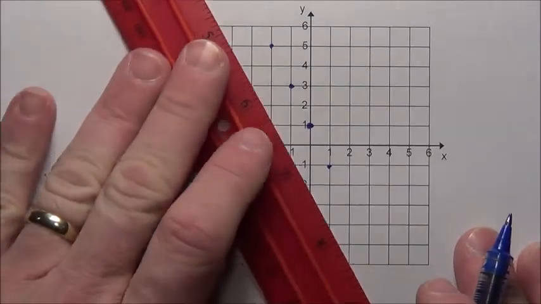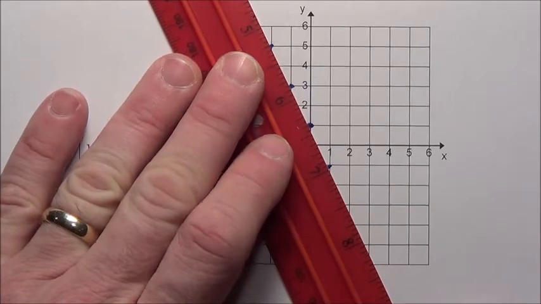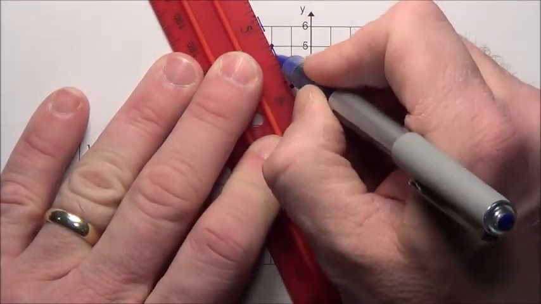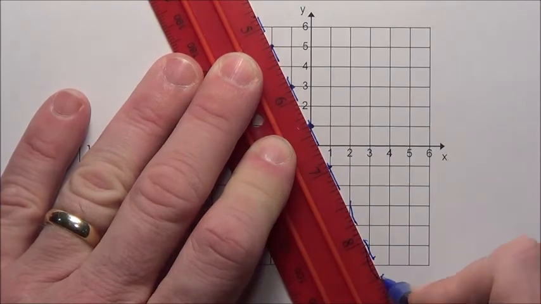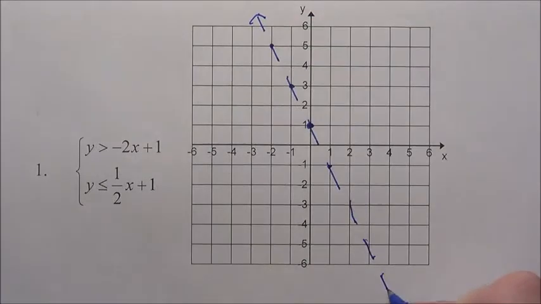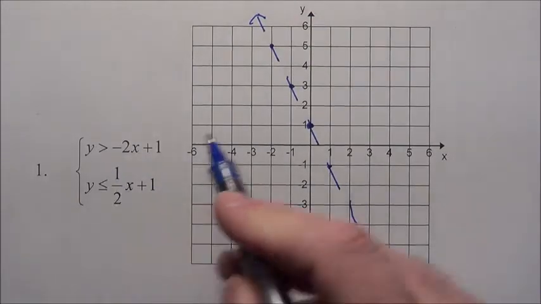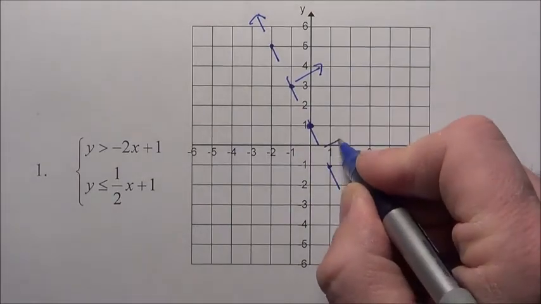Now what I need to do is make it a dashed line. So I'm going to come in here, trying to get it somewhat nice. Made a little dashed line there. Now I have to think which side is shaded. We said it's greater than, which means I'm going to be shading this upper side, up this way.